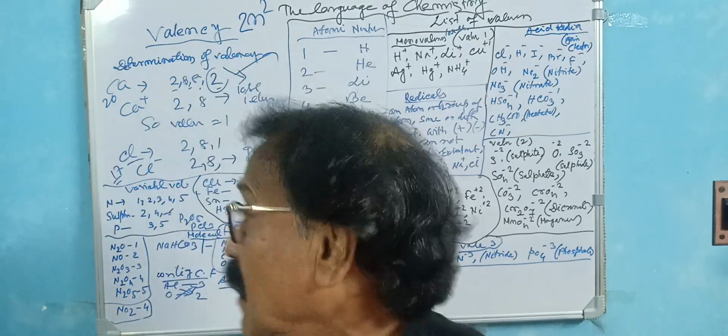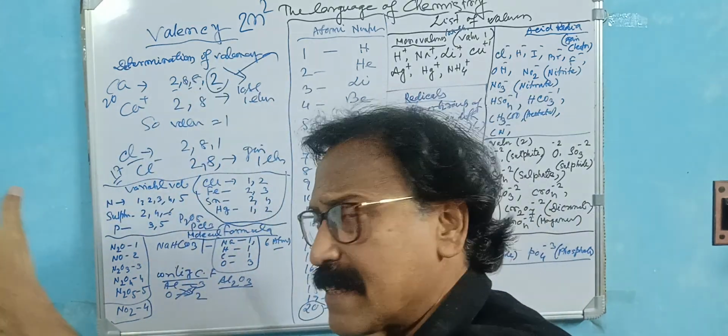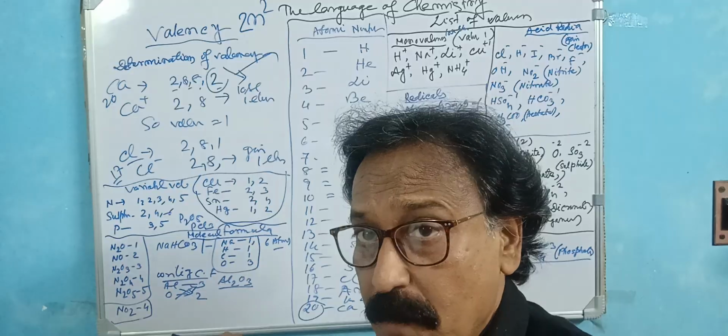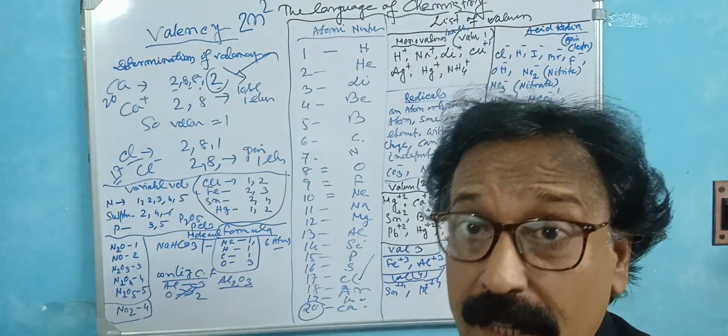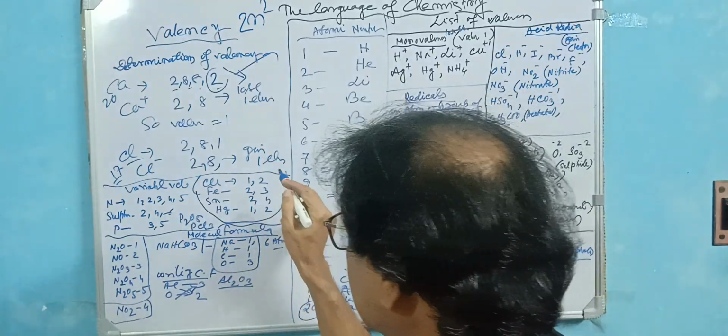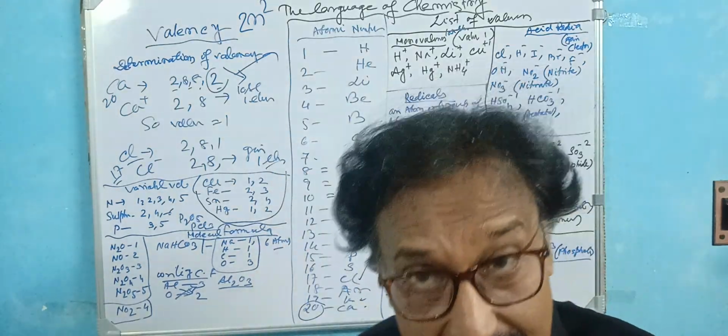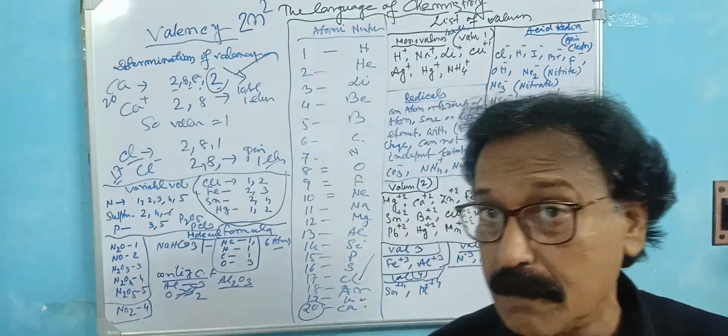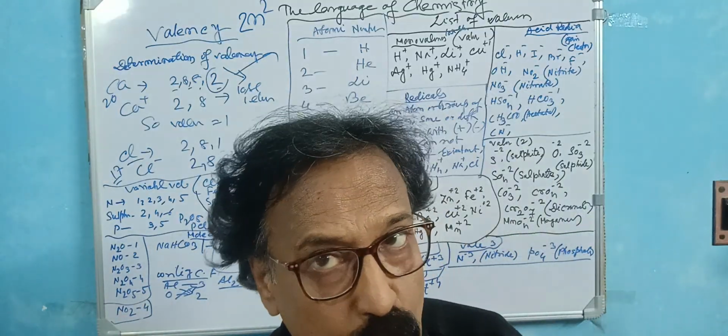2, 8, 7. First cell is 2. So same order, second cell is 8, complete. Third cell 7. So what is the tendency of chlorine? Accept one electron for its stability, gain one electron. So for the electronic basis, the valency of chlorine is 1.